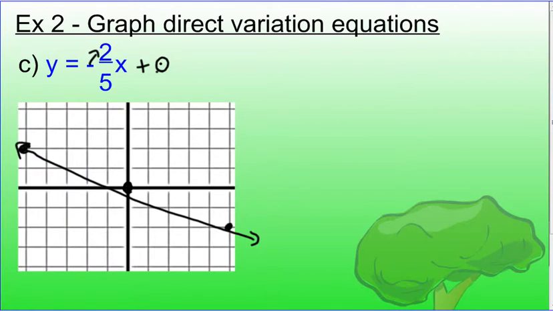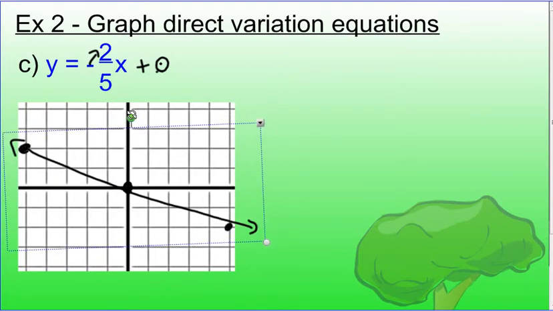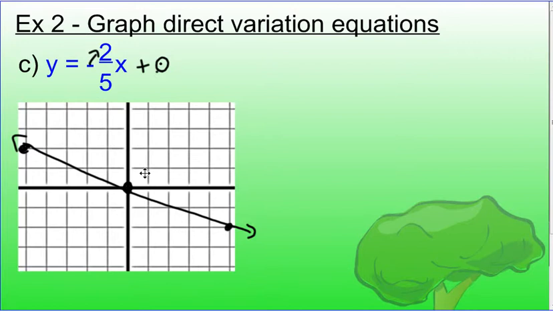It's close. You can use a book edge or something straight, a folder, whatever you need to do to make sure your lines are as straight as possible. There, that's a little bit better. So we have a negative 2/5 slope going through the origin. It's direct variation because it is going through the origin. That's what makes direct variation.